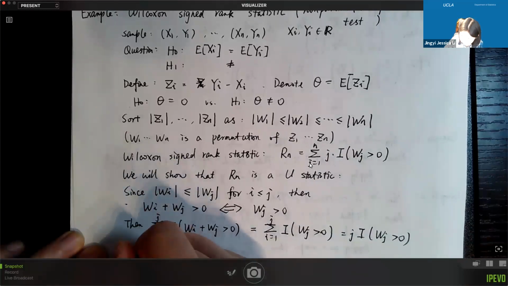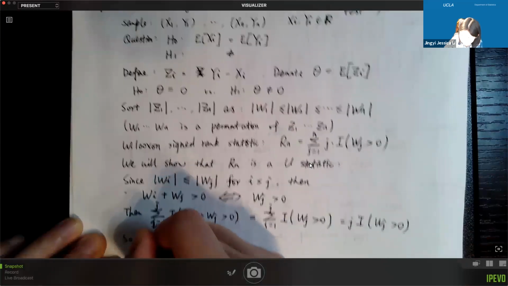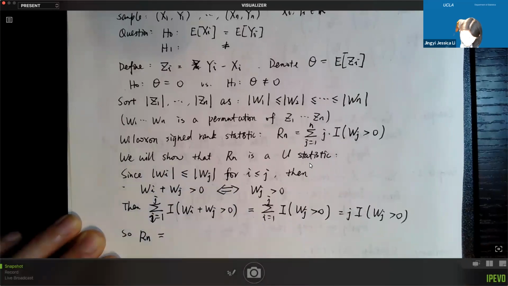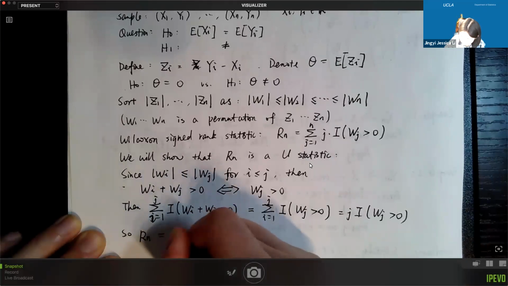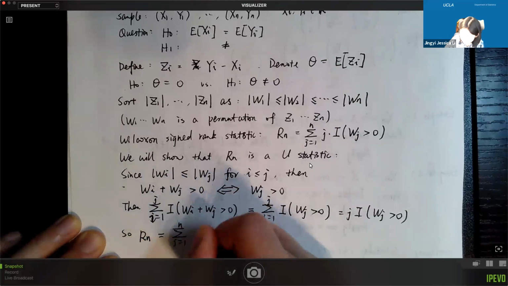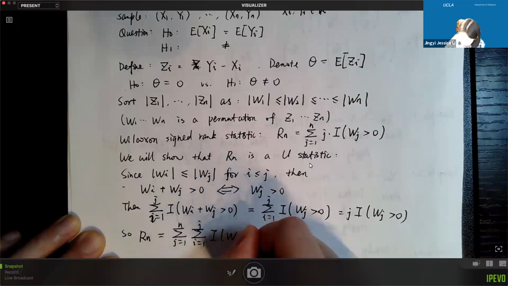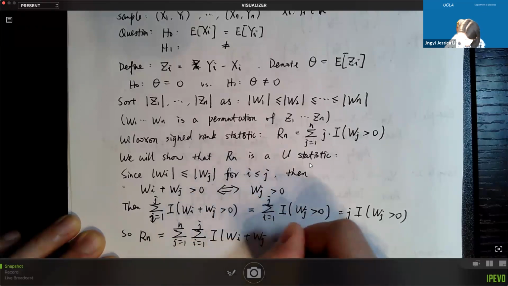So we can rewrite Rn as the summation j going from 1 to n, the summation i going from 1 to j, of the indicator Wi plus Wj greater than 0.